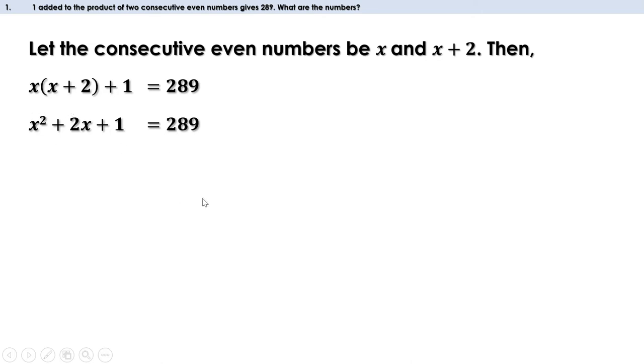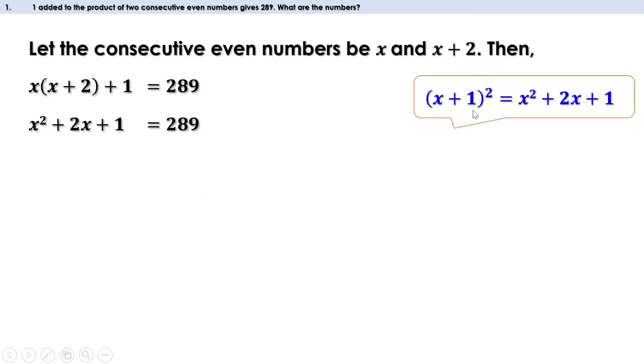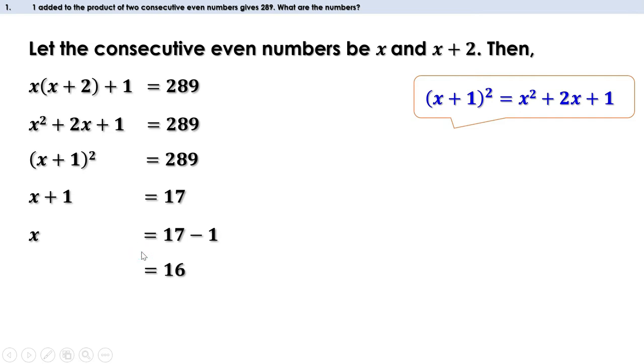This is a perfect square and it is the square of x plus 1. We know x plus 1 all square is x square plus 2x plus 1. So we can write this as x plus 1 all square is equal to 289. This is the square of x plus 1 and this is the square of 17. Taking square root on both sides, we can write x plus 1 equal to 17. Taking 1 on the other side, we can write x equal to 17 minus 1 or 16.